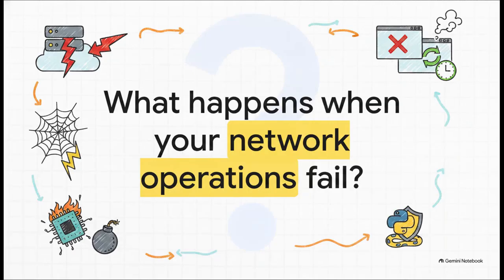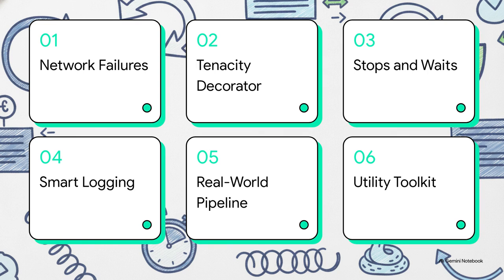I want you to think about something for a second. What actually happens in your code right now when a web scraping network request or a critical cloud operation hits a momentary overload or just a brief little hiccup? Do your applications gracefully pause and try again, or do they just crash and burn entirely? Well, here's our game plan for today to fix that.